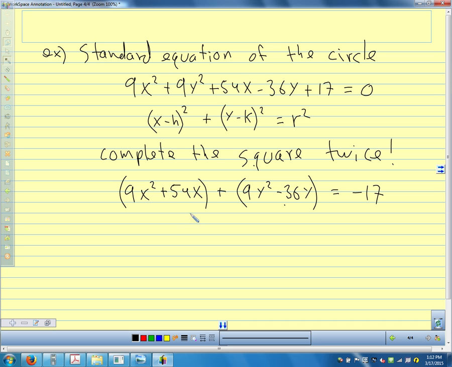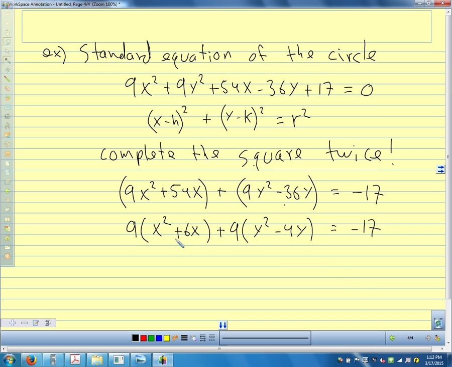What do we do? We don't want to take out the x, but we don't want anything in front of the x. We want to factor out that 9. We don't want this coefficient in front of the x. So we get 9x squared plus 6x plus 9y squared minus 4y equals negative 17.